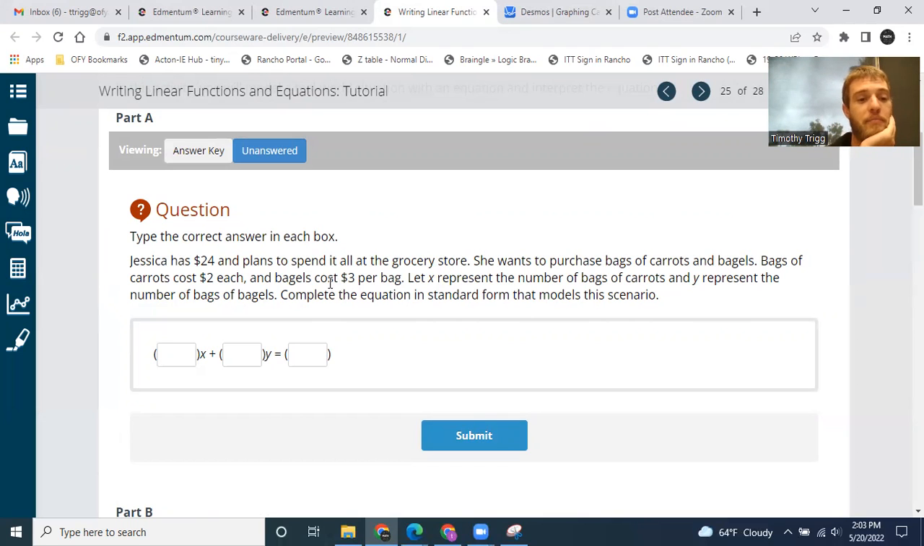This is the scenario. It's $2 times the number of bags of carrots, right? Because it's $2 for a bag of carrots. Well, X is the number of bags of carrots, so $2 times X, whatever that amount is. Whereas $3 per bag of bagels, so that's 3Y, where Y represents the number of bags of bagels, equals the total amount she's spending, $24.